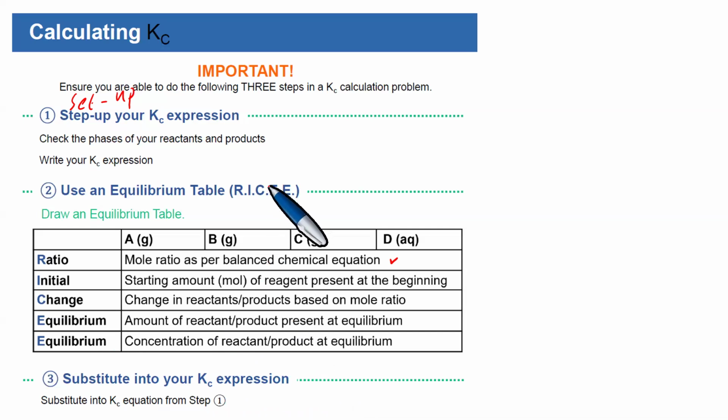We're looking for the amount. The first E is for the amount of reactant present at equilibrium, and the second E is for equilibrium. At equilibrium, we're looking for the concentration. Why? Because the concentration is the ultimate. The amount, which is normally in the number of moles, can obviously be determined. But in the end, for Kc, we need the concentrations because only the concentrations work in Kc calculations.